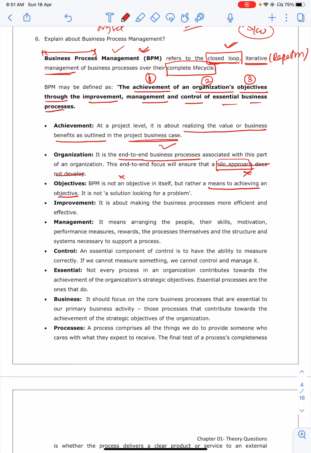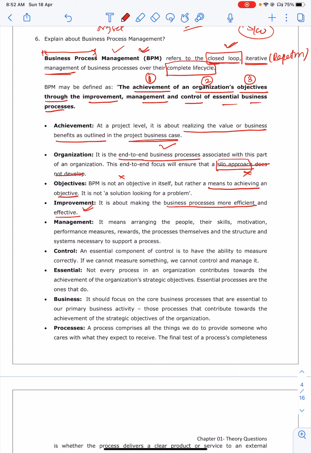Simply said, if you have a calculator, can you become a CA? No. Calculator is just a means to calculate and to solve a problem. If the problem is solved correctly, then only you become a CA. The same way here, business process is just a tool to define certain things in order to achieve the objective, but it is not the objective. Now, by implementing business process management, can we improve something? Yes. Business processes become more efficient and effective.